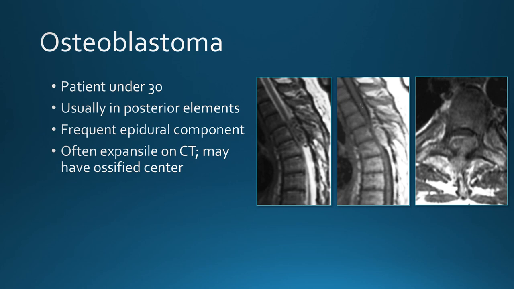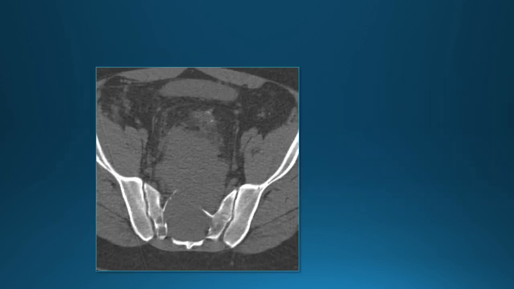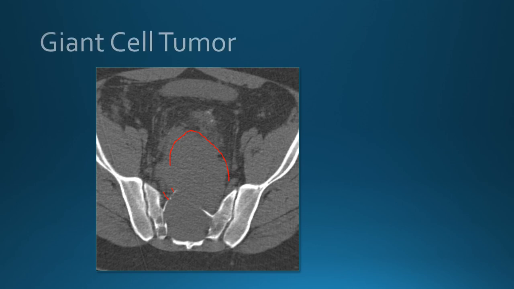On CT, these lesions sometimes have an ossified central component. This patient has an expansile lesion in the sacrum. See just a very thin rim of bone, a large adjacent soft tissue mass. This is a giant cell tumor.